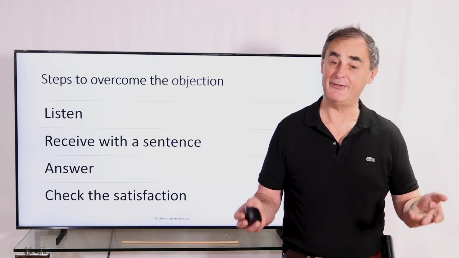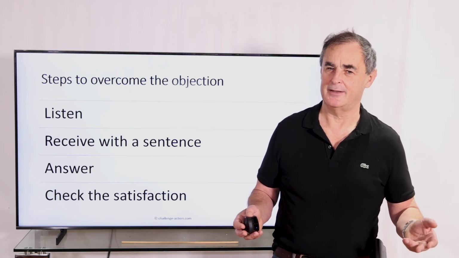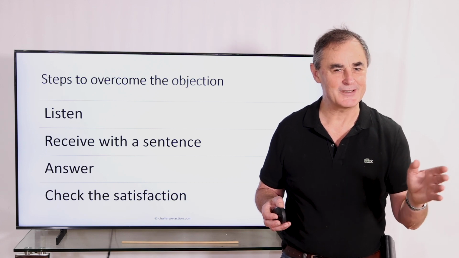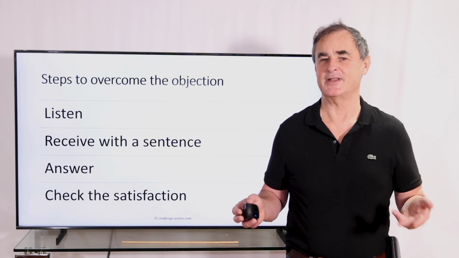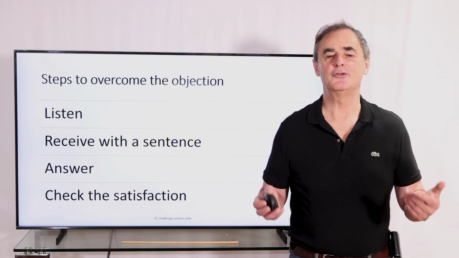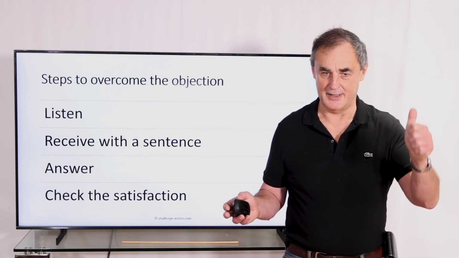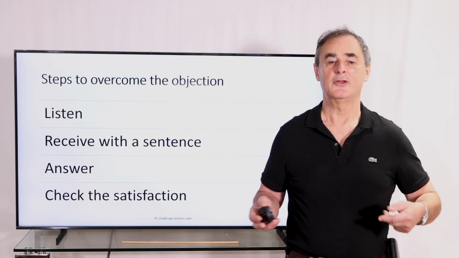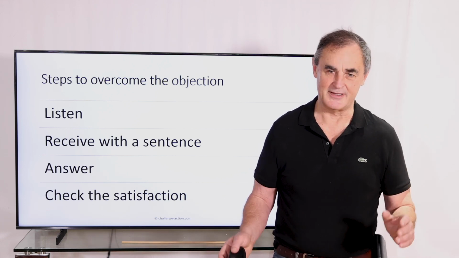Then you receive the objection with a sentence, something like, I understand. You are right. That depends on when you can use it. You can use it sometimes, not always. But most of the time it is, I understand you. Then you give your answer, and then you check the satisfaction of the client. Fine? So you listen, you receive the objection with a sentence, you give your answer, and you check his satisfaction. Those are the different steps.